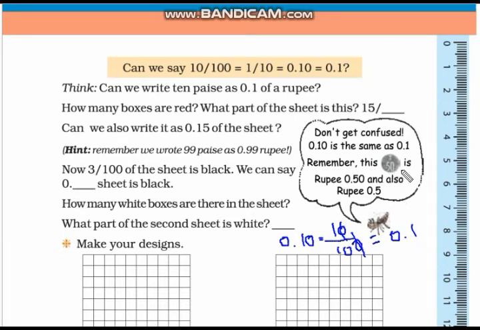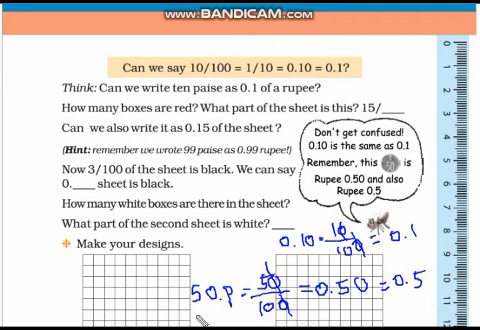This 50 paisa is rupee 0.50 and also rupee 0.5. So these are also the same. 50 paise is equal to 50 upon 100 rupee is equal to 0.50. And if we cancel this 0 and 0, we can also write it as 0.5. So these all are the same. 50 paise is equal to rupee 50 hundredths or rupee 0.50 or rupee 0.5.